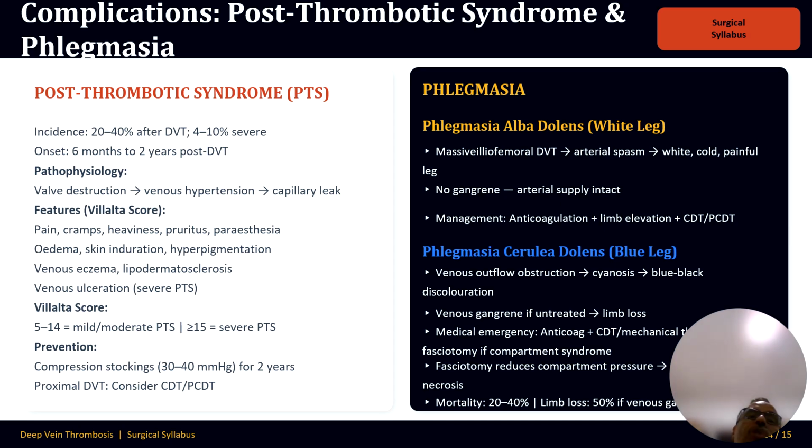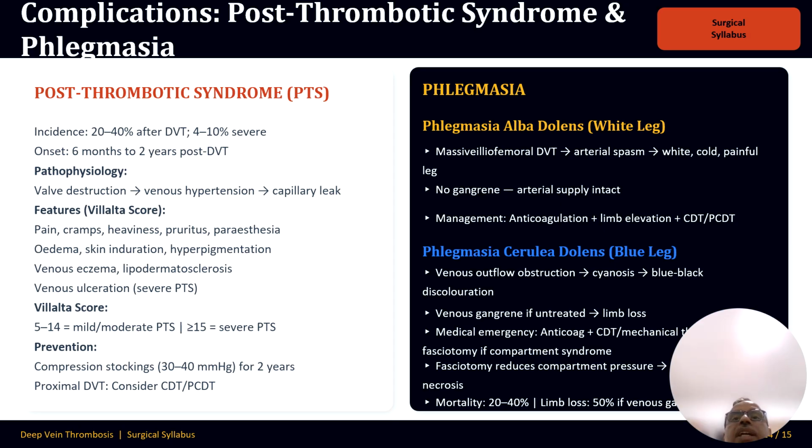How to prevent post-thrombotic syndrome in a patient of DVT? Compression stockings with 30 to 40 millimeter of mercury pressure should be prescribed for such patients for at least 2 years. And in any patient with proximal DVT, consider catheter-directed thrombolysis or a combination of mechanical and pharmacological thrombolysis.